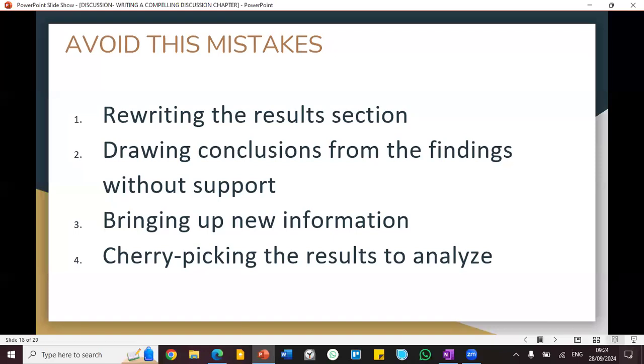Another mistake you may make is when you just pick the results that you feel are suitable for you, or you feel they are easier to interpret. You should interpret all the findings you have and make a conclusion and implication to cover all of them. Don't cherry pick. Those are the common mistakes that can occur when you are writing your discussion.